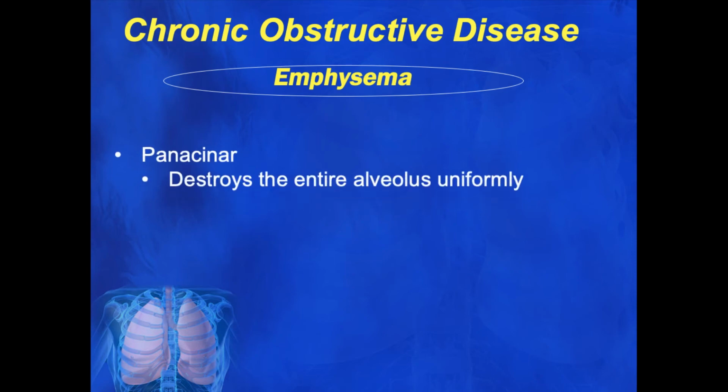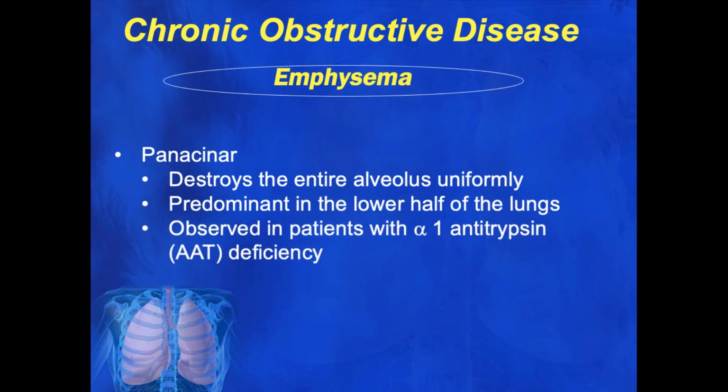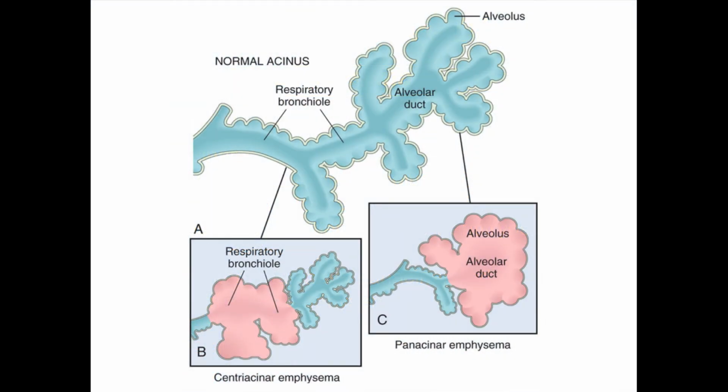With pan-acinar emphysema, this destroys the entire alveolus, and it's usually in the lower half of the lungs, mainly observed in patients who have that alpha-1 antitrypsin deficiency. But keep in mind that smokers can have pan-acinar and central or centroacinar emphysema. So this is showing you a normal acinus, and that includes the respiratory bronchioles and the alveolar duct and the alveolar sacs. And then with centroacinar emphysema, you see that the alveolar sacs are spared, but the respiratory bronchioles are not. With pan-acinar, the alveolar duct and the alveolar sacs are not spared.